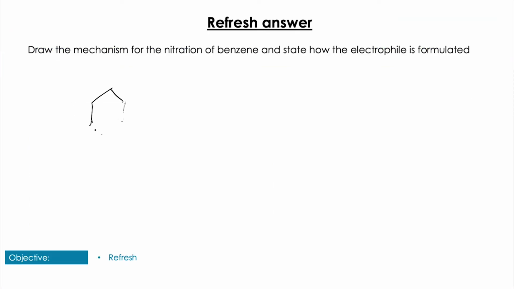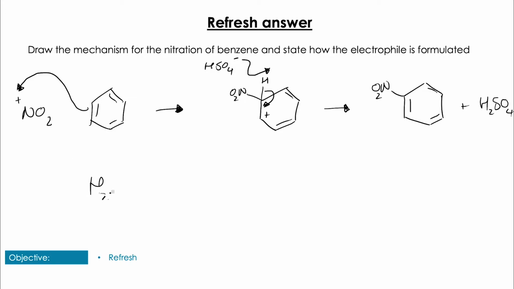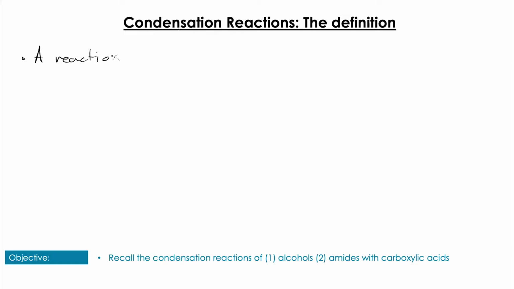Okay, for our mechanism, remember we're going to have the NO2+ ion attacked by the double bond, giving our intermediate with the NO2 and hydrogen with the positive charge. The electrons from the bond with the hydrogen come down, reform the delocalized system, and the HSO4- ion picks up our hydrogen. That HSO4- was created in the reaction that produces our electrophile, the reaction of sulfuric acid with nitric acid. So let's turn our attention to condensation reactions.